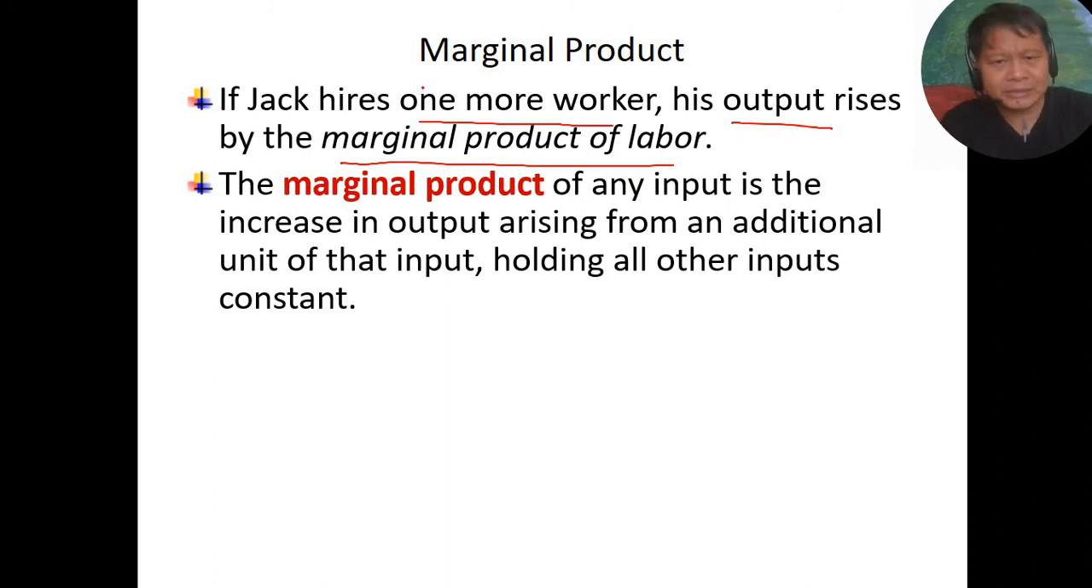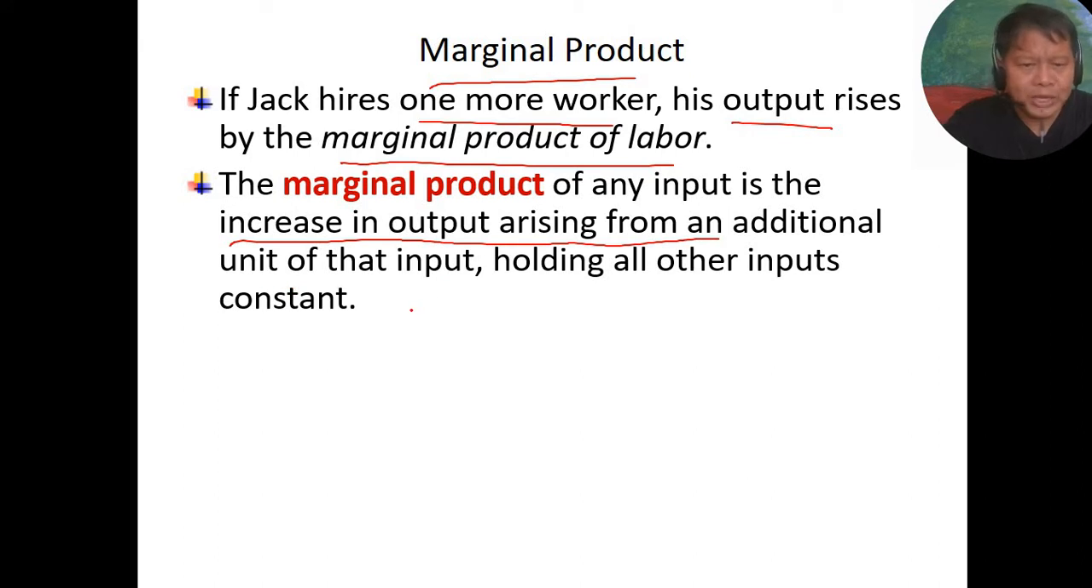So, marginal product. The marginal product of any input is the increase in output arising from an additional unit of that input, holding all other inputs constant. For example, earlier, when Jack had no laborer, his production was zero. Now he adds one input, one laborer, that is the marginal input. For that marginal input, there is an expected increase in output, which is the marginal product. So marginal product is the increase in output due to a one unit change in an input, holding all other factors constant. In Jack's example, the constant is his farm.